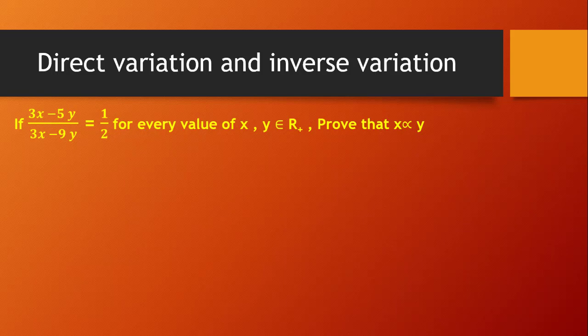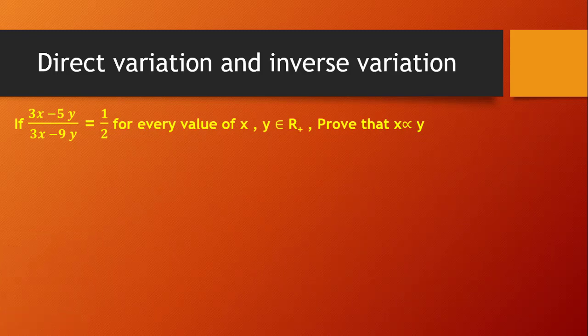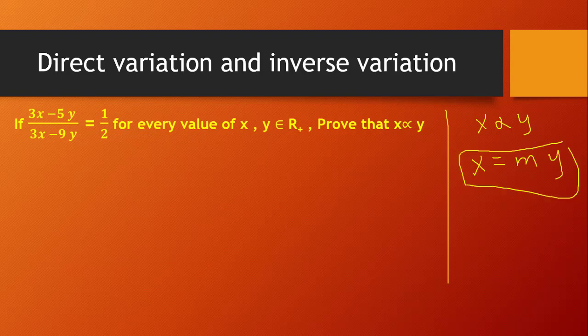Here we have (3x minus 5y) over (3x minus 9y) equals 1 over 2. For every value of x and y belonging to R positive, I want to prove that x directly varies as y. Look at here. If x directly varies as y, it means that x equals a constant, which is m, for example, times y. So we want to prove that x equals a constant, which is any number except 0, times y.